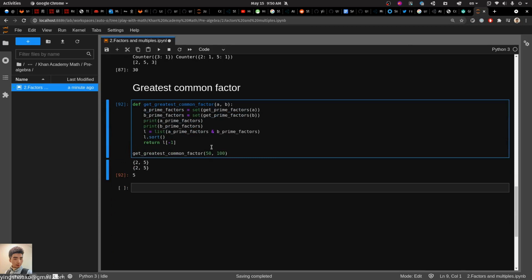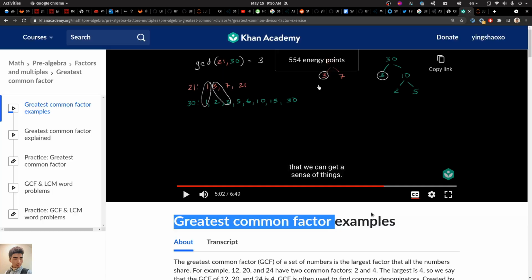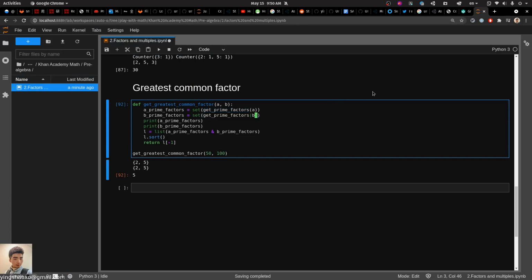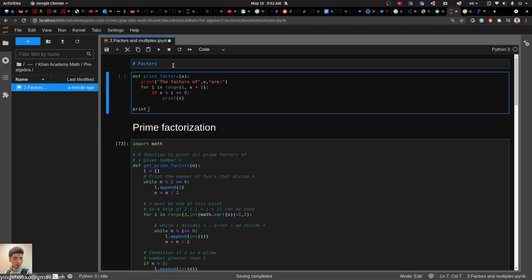Alright, for this case, we got some errors, because this will only give us the prime factors, but not all factors. As you can see here, we got all factors. We need to use all those factors to get the common factors. Can be a little bit tricky. So let's do a search.